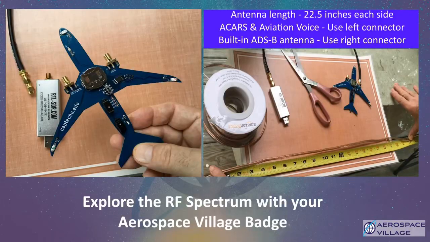Explore the RF spectrum with your Aerospace Village badge. The badge has an integrated dipole antenna tuned to 1090 MHz, which is the frequency used by ADS-B. In addition, the badge has two terminal blocks connected to the SMA connector, which can be used to connect custom-cut wire lengths tuned to the frequency of interest.